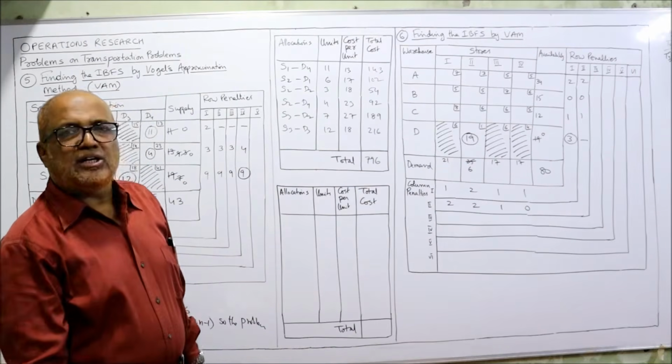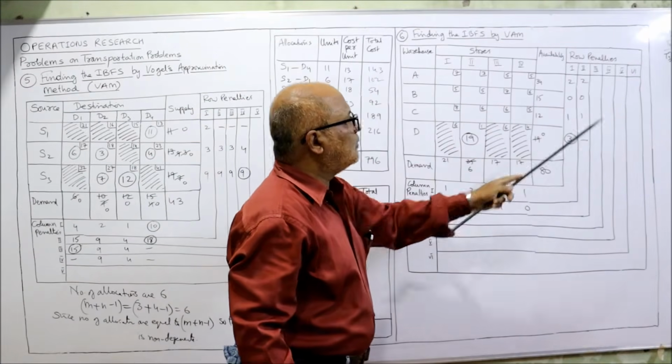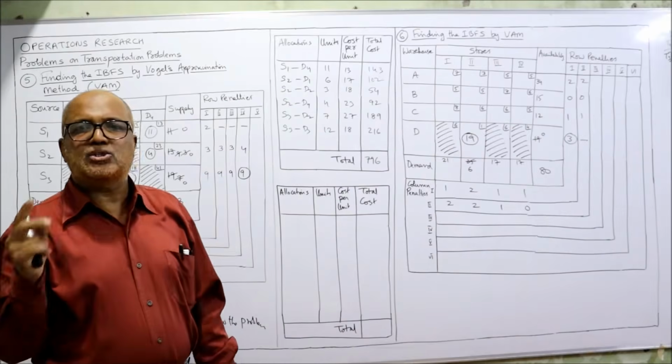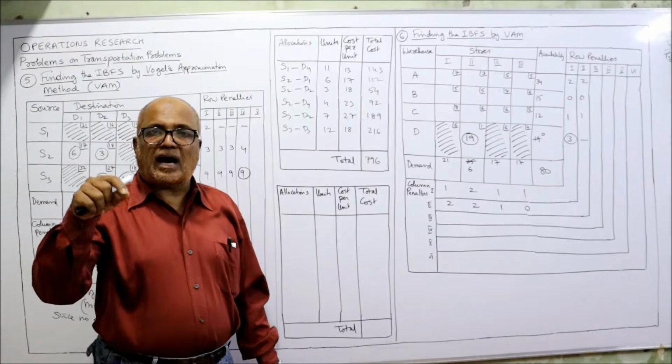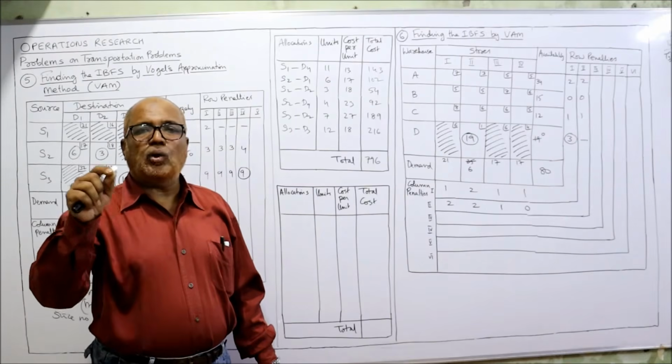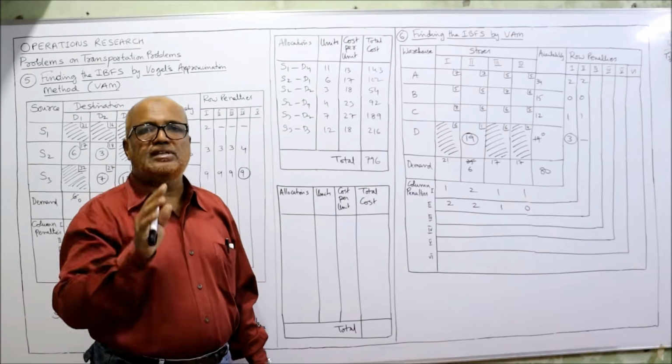The highest penalty is 2. The penalties are 2, 2, 1, 0, 2, 0, 1. The highest penalty is 2. But 2 is occurring 3 times. So when there is a tie in penalty, locate the cost. Wherever we are having lower cost, that we will select.